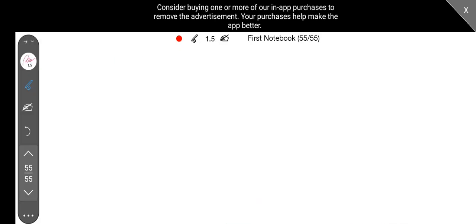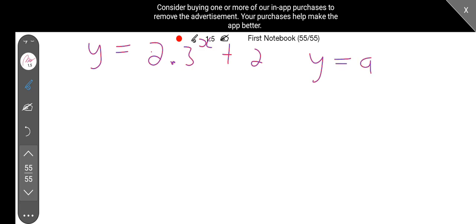Let's have an example. Suppose we have the graph of y is equal to 2 times 3 to the power of x plus 2. I just thought of this. I don't know if it makes sense, but let's try to draw it. So first of all, we must know the basic form is given as y is equal to ab to the power of x plus q.